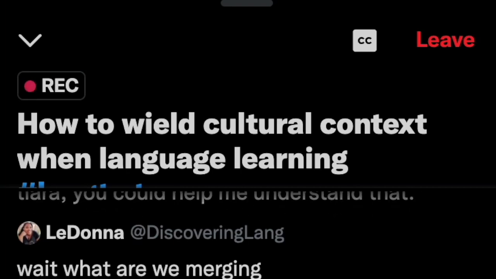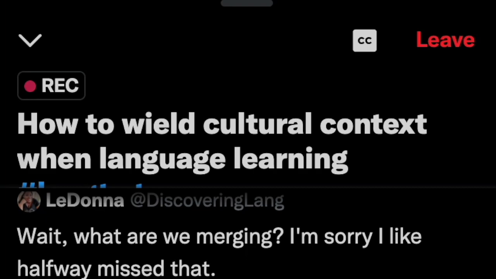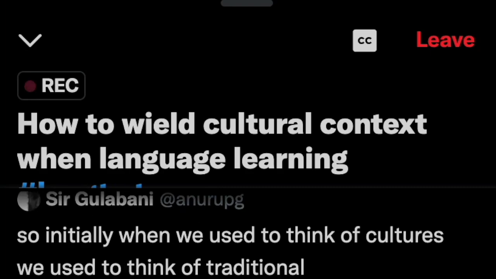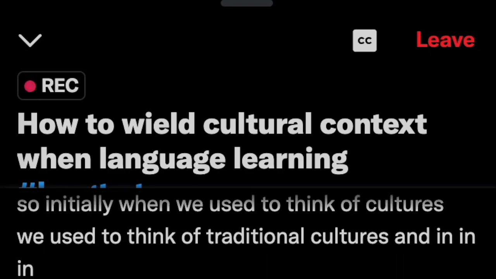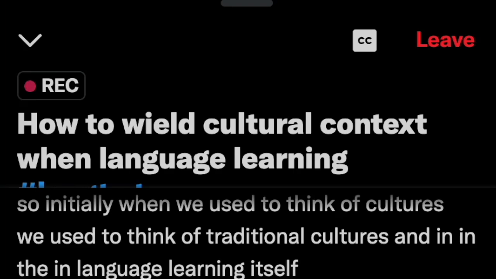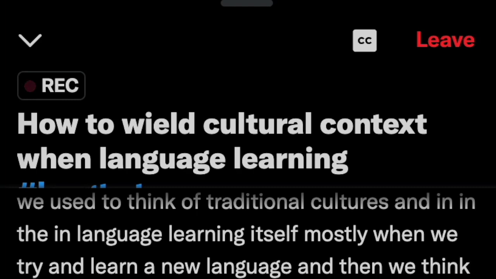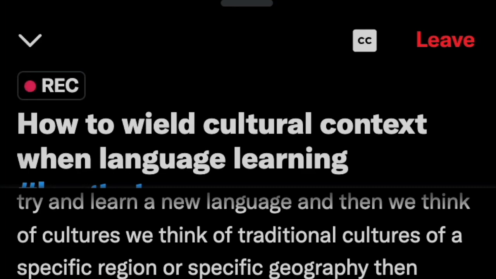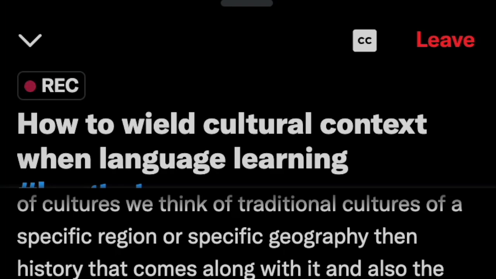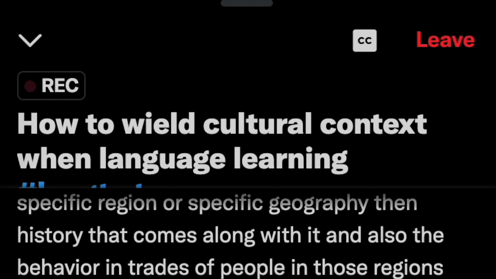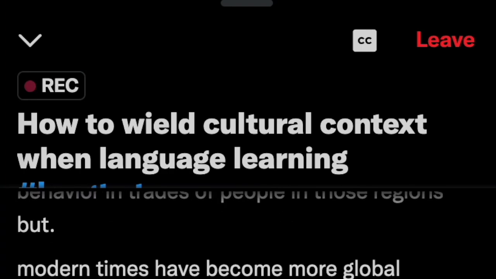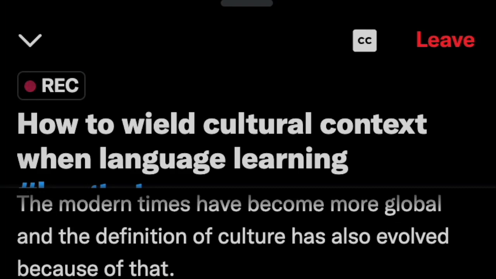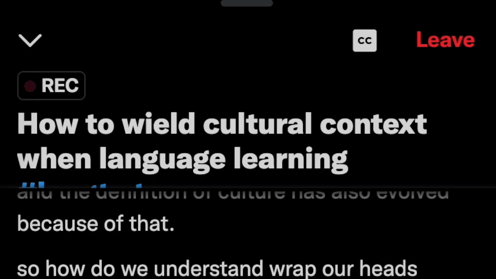Wait, what are we merging? I'm sorry, I halfway missed that. Initially, when we used to think of cultures, we thought of traditional cultures. In language learning, when we try to learn a new language and think of culture, we think of the traditional cultures of a specific region, a specific geography, the history that comes along with it, and also the behavior and traits of people in those regions. But modern times have become more global, and the definition of culture has also evolved because of that. Can we wrap our heads around it is one challenge that I face.